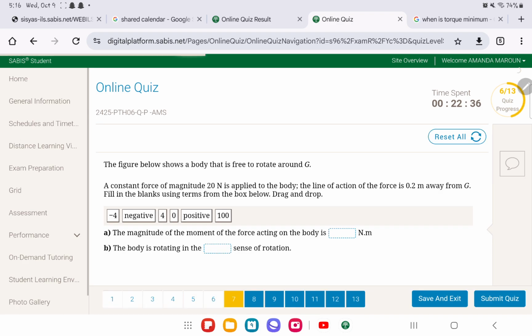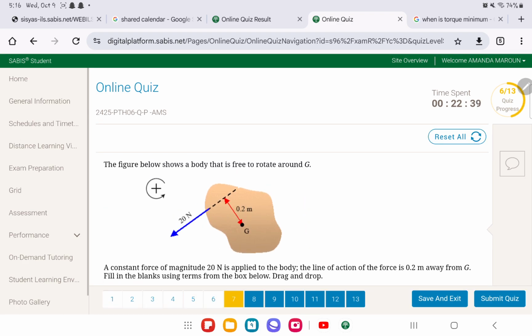Question number 7. The figure below shows a body that is free to rotate around G. So we have G, since it's free to rotate around it, it is our axis. A constant force of magnitude 20 newtons is applied to the body. The line of action of the force is 0.2 meters away from G. So if we elongated our force and drew the perpendicular distance, it is going to be 0.2 meters. Now fill in the blanks using terms from the box below.